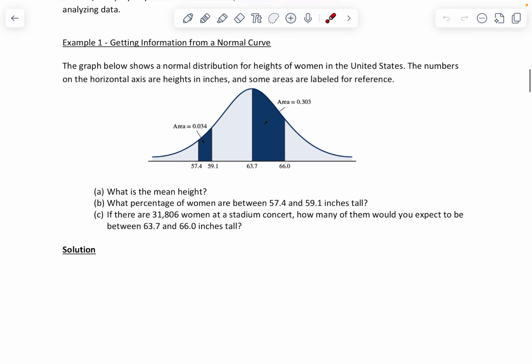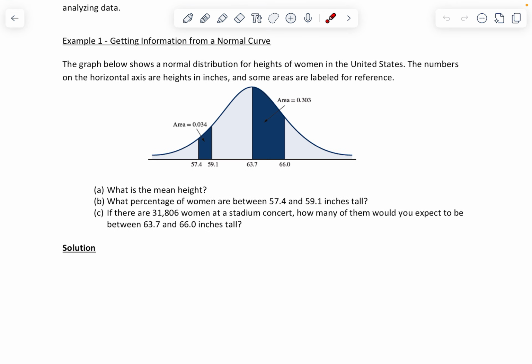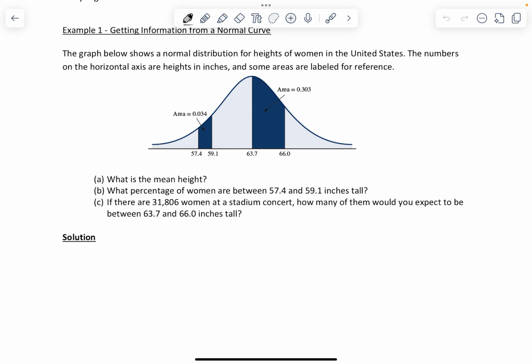Example 1, getting information from a normal curve. The graph below shows a normal distribution for heights of women in the United States. The numbers on the horizontal axis are heights in inches, and some areas are labeled for reference. We've got the area between 57.4 and 59.1 labeled, and then also the area between 63.7 and 66. First question, what is the mean height? Let's answer that down here.